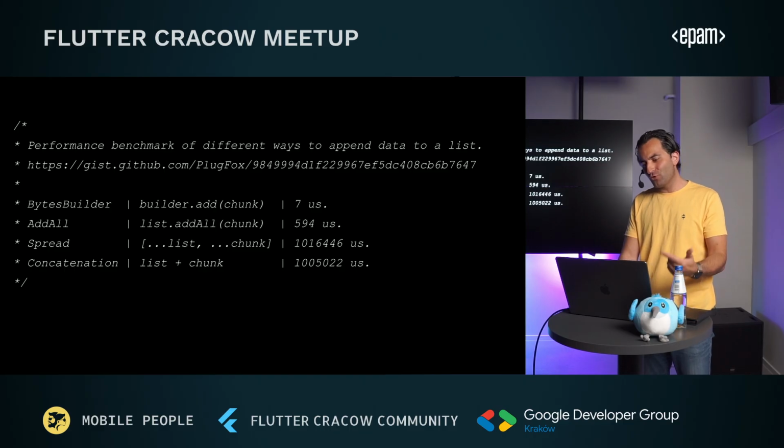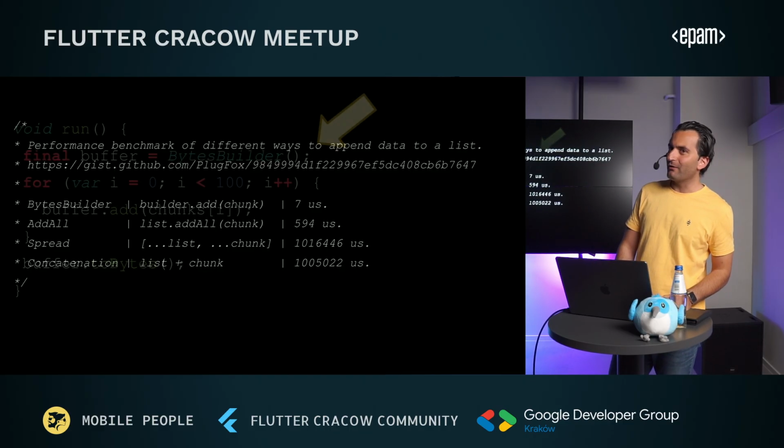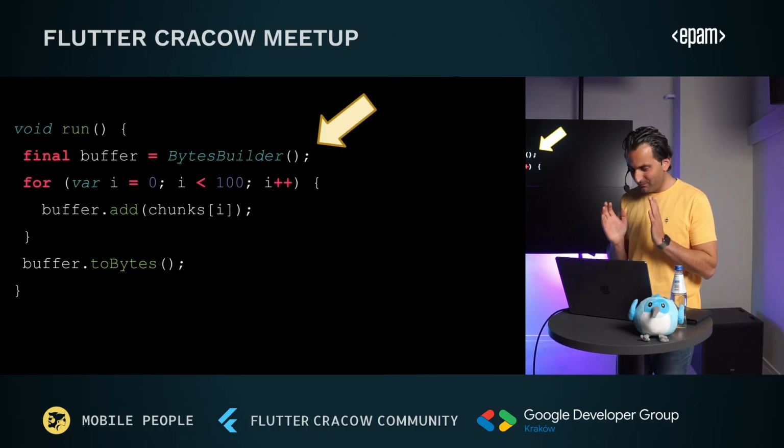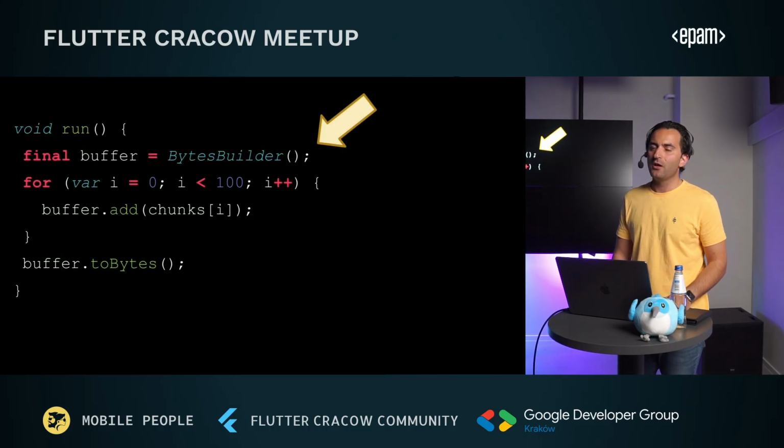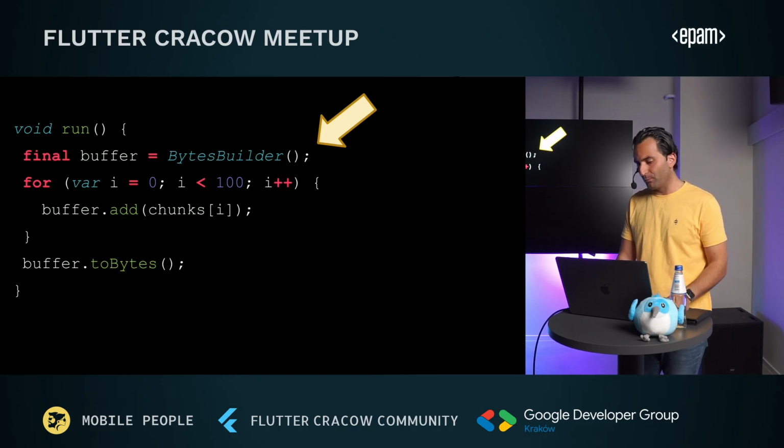So you need to make sure you use the correct one, because you're allocating less memory for your application. Here's an example for byte builder, just for concatenating some text.